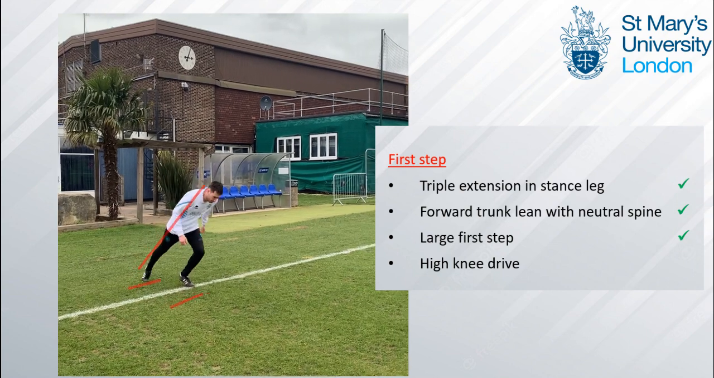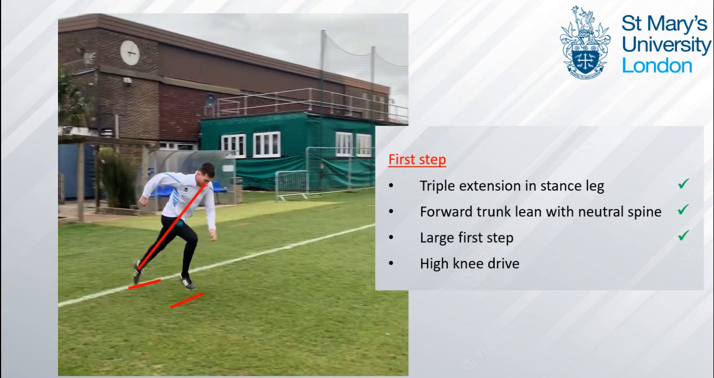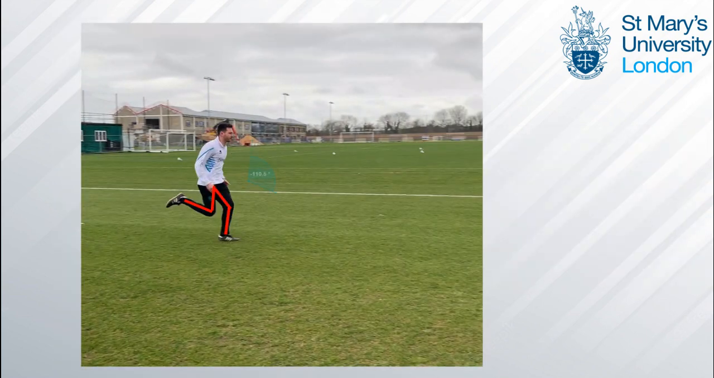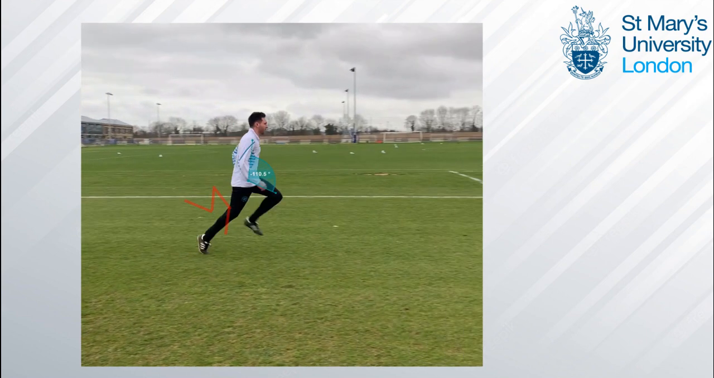Their acceleration phase is good, as they reach triple extension in their stance leg with a forward trunk lean and a large first step. So we looked at them at top speed. Regarding the swing phase, the knee is late when the stance leg is fully planted, which means the knee drive is weak and does not support hip extension for force production.